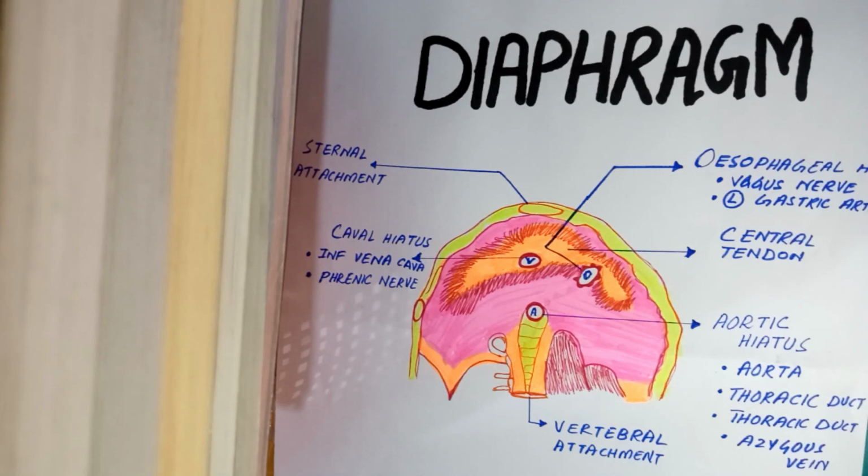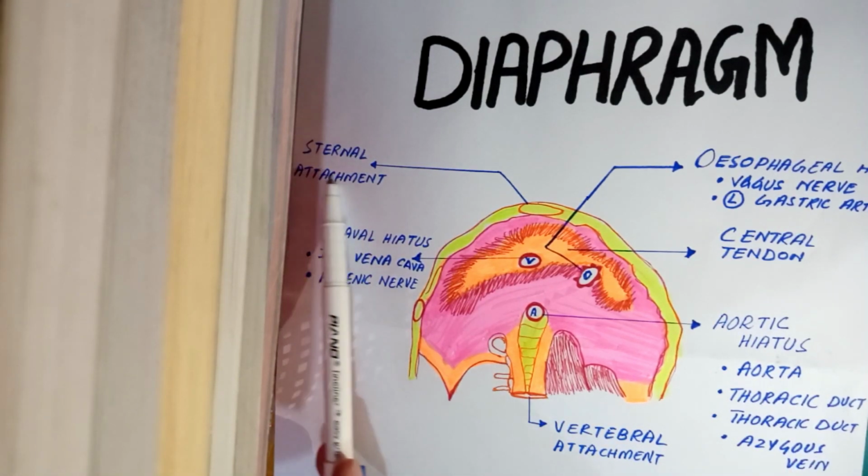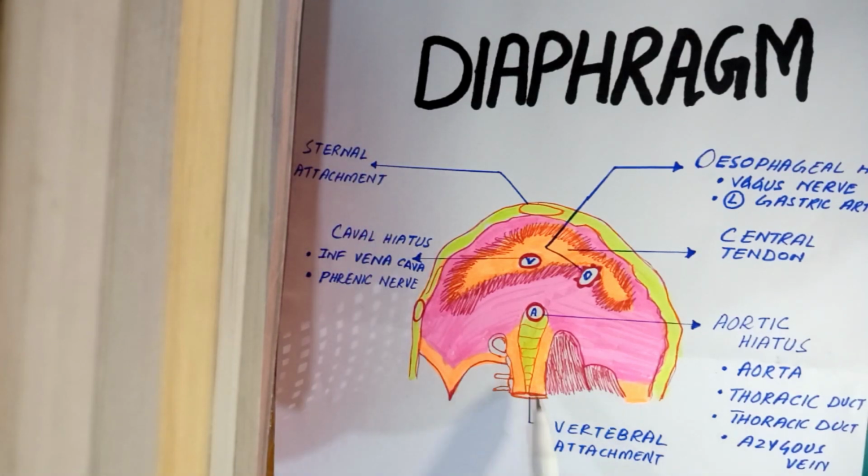It arises from the lower 6 costal cartilages and lower 6 ribs. So at second number it has costal attachment. At third number it has vertebral attachment. Sternal attachment is from the posterior surface of the xiphoid process, and from vertebral attachment it arises from the right and left crura. Right crura arises from L1 to L4, while the left crura arises from L1 to L3. Now these crura are connected by the median arcuate ligament.